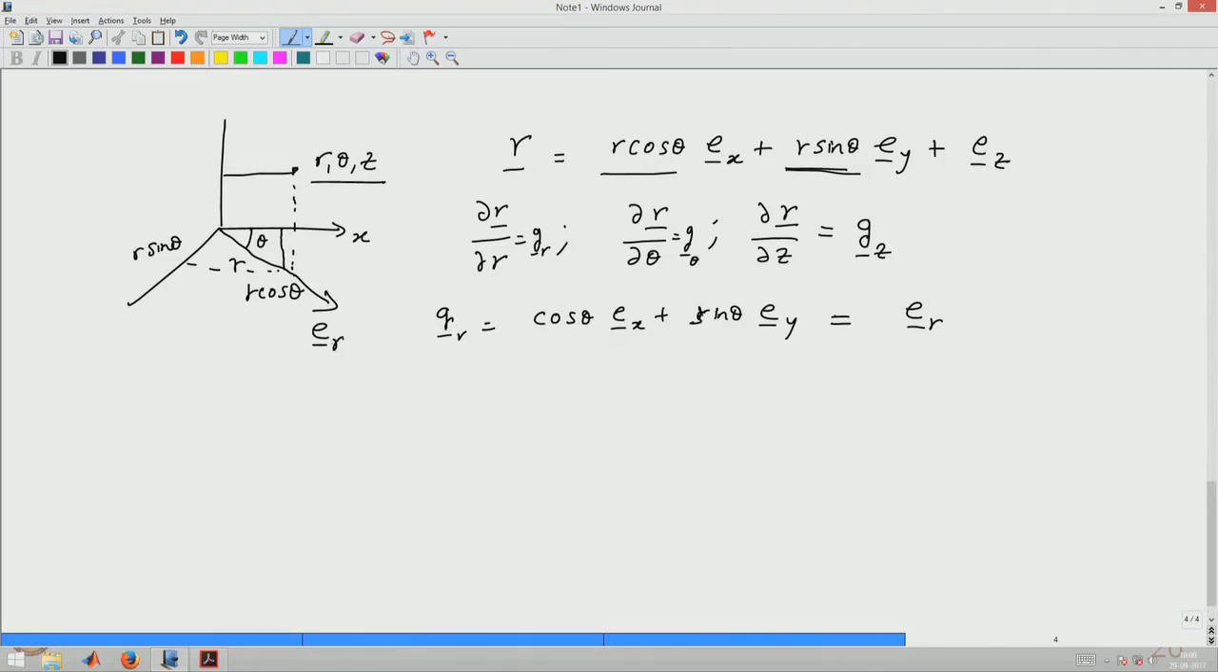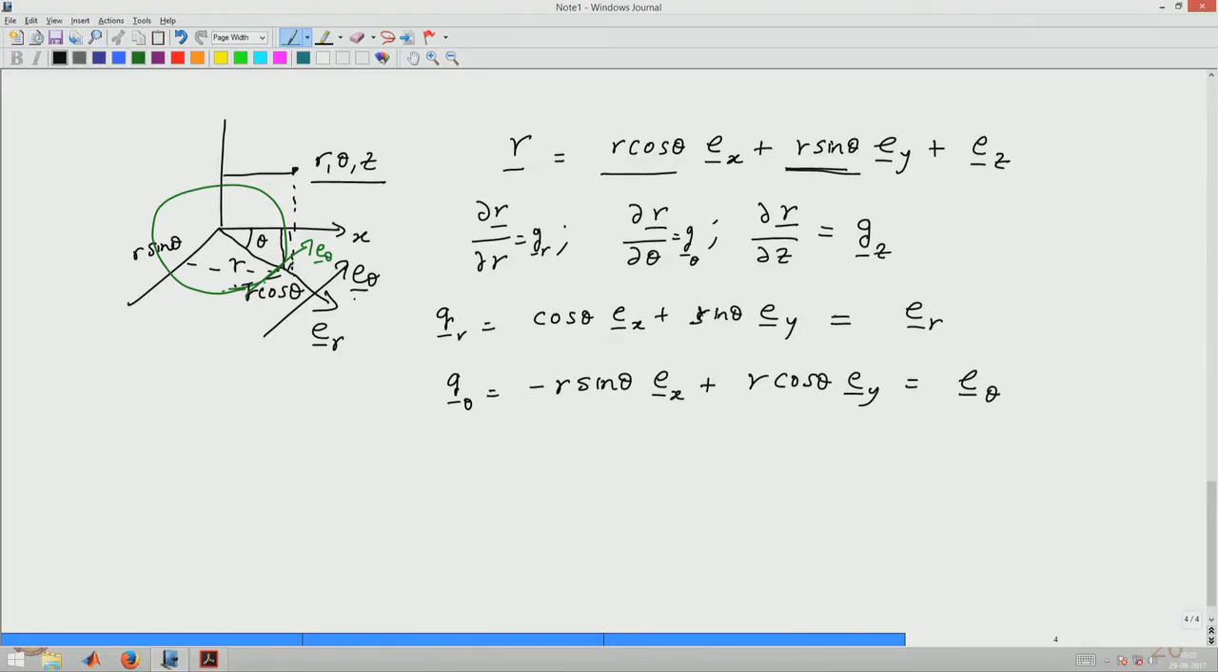Now, the derivative with respect to theta can be carried out, and in that case what we are going to get, which is g theta, is cos theta is going to be minus. So, therefore, r minus sin theta E x plus r cos theta E y, and this is in fact nothing but E theta. So, which is this direction, because this is the projected circle we can draw. So, this is the projected circle we can draw, and E theta is in this direction.